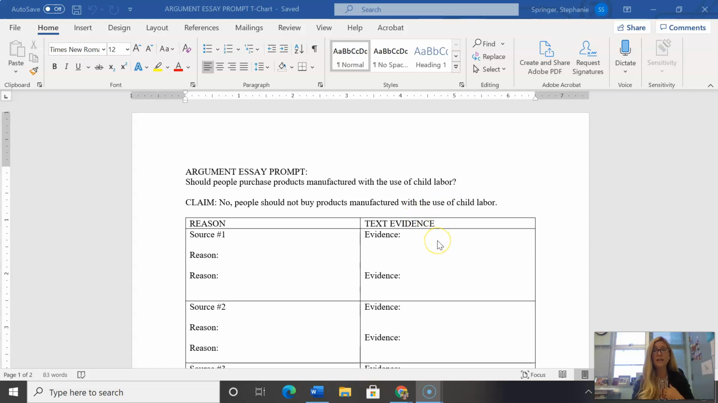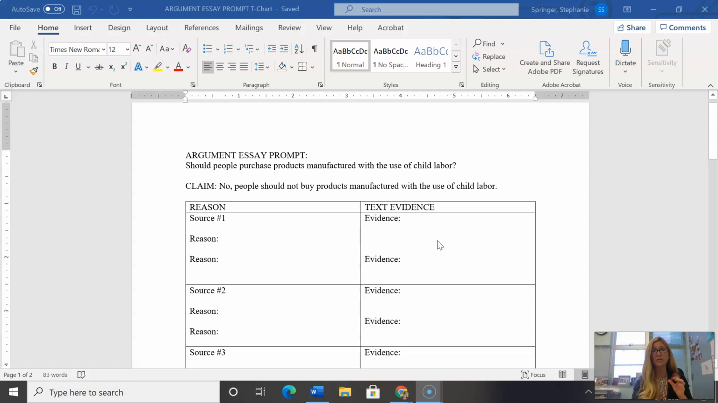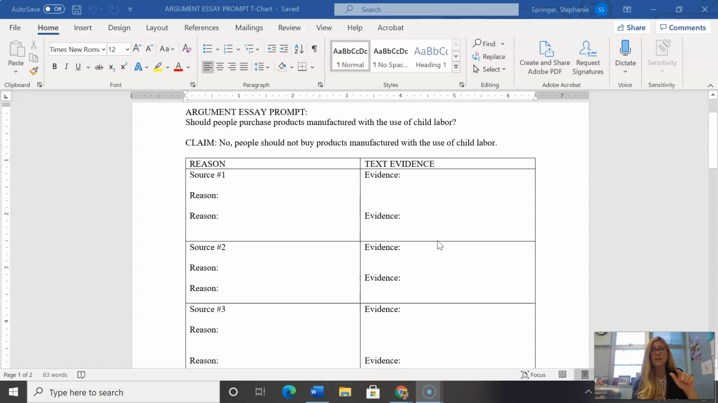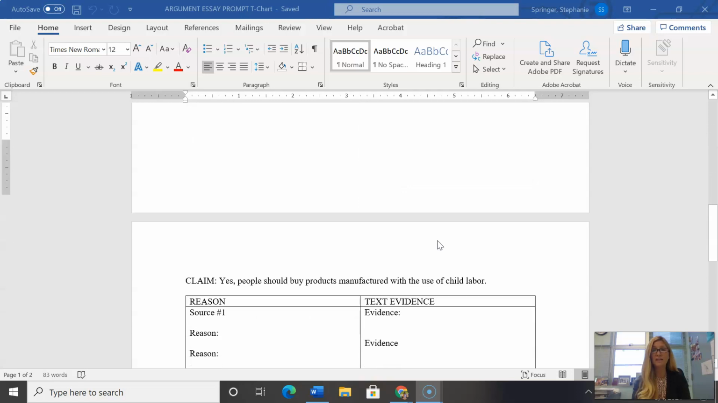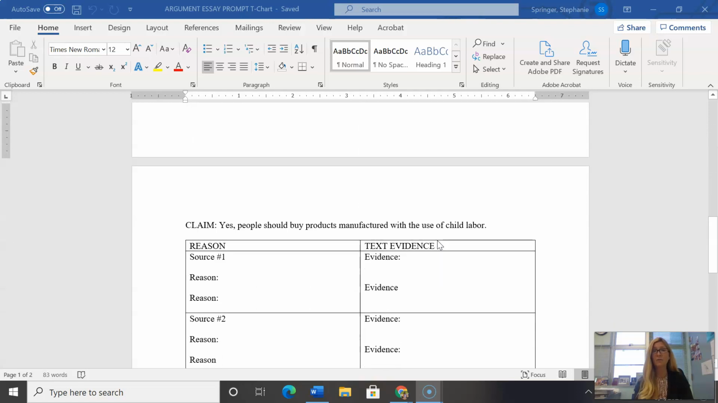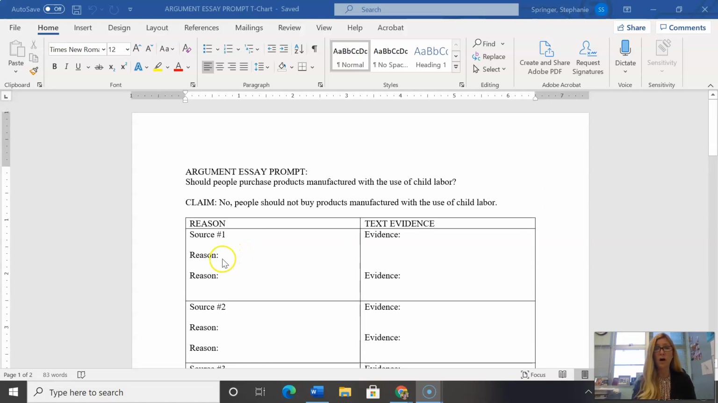So what we're going to do today is I have created two T-charts for you, or two graphic organizers. This one, we're going to focus on the no. People should not buy products manufactured with the use of child labor. And if we scroll down onto the second page, it's yes, people should buy products manufactured with the use of child labor. So what we're going to do is we're going to start with source one.